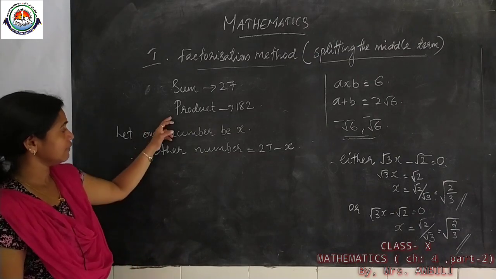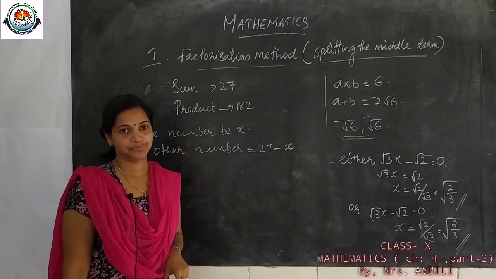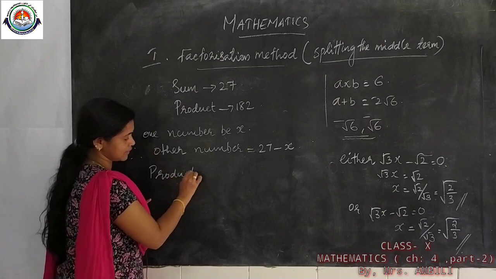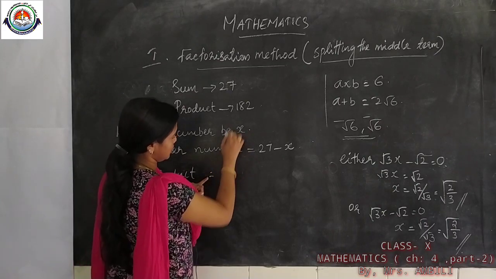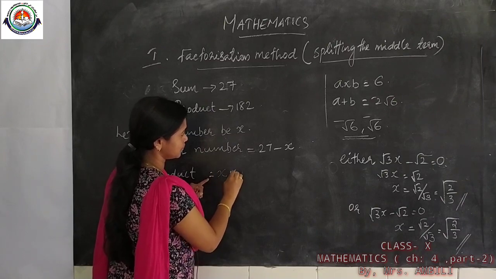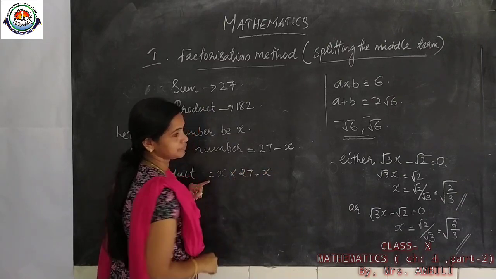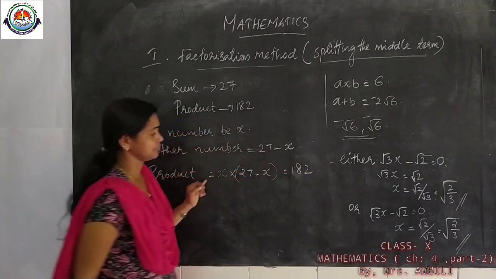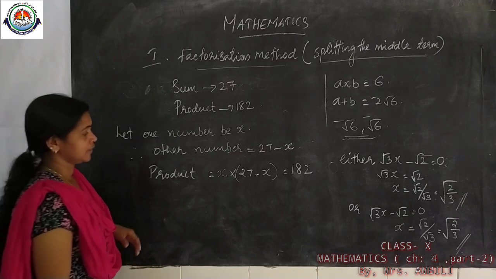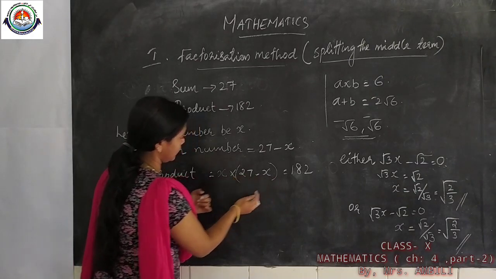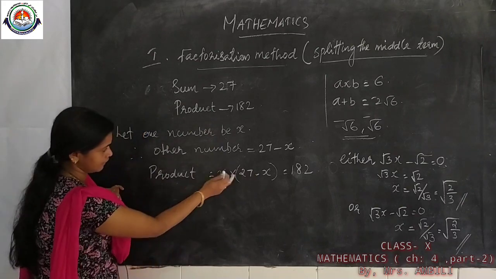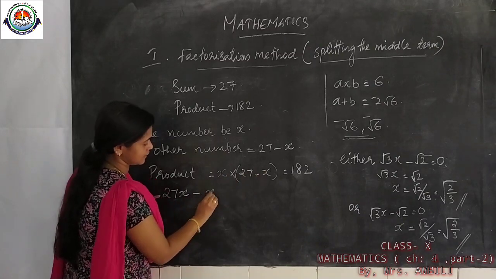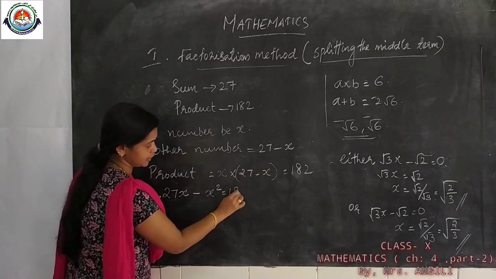Then it is given that its product is 182. Product of the given numbers equal to how much? 182. That we can write x into 27 minus x equal to 182. So what is x into 27 minus x? x into 27 is 27x minus x into x, x square, equal to 182.